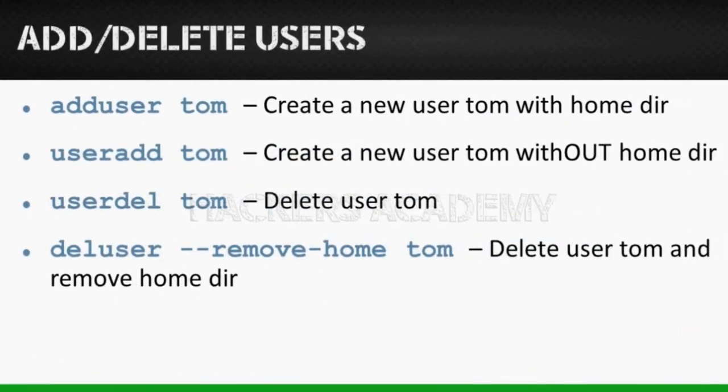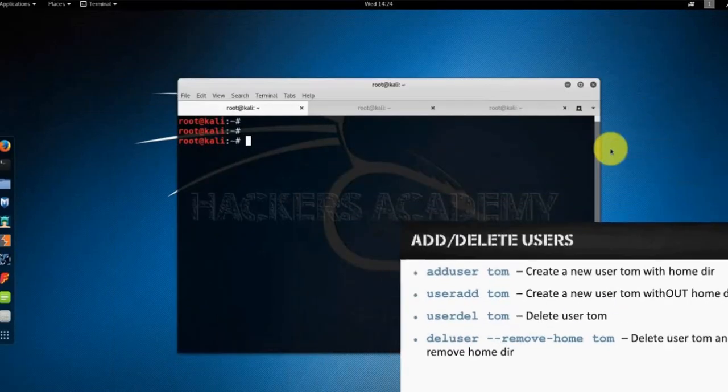Alright, if you're ready to continue, here's how we can add users to our system. There are two ways to add users: using the adduser command or the useradd command. The adduser command will create a new user with the home directory of the user, so both will be created. The useradd command will create a new user, but without creating the home directory of the user. Let's see how that works.